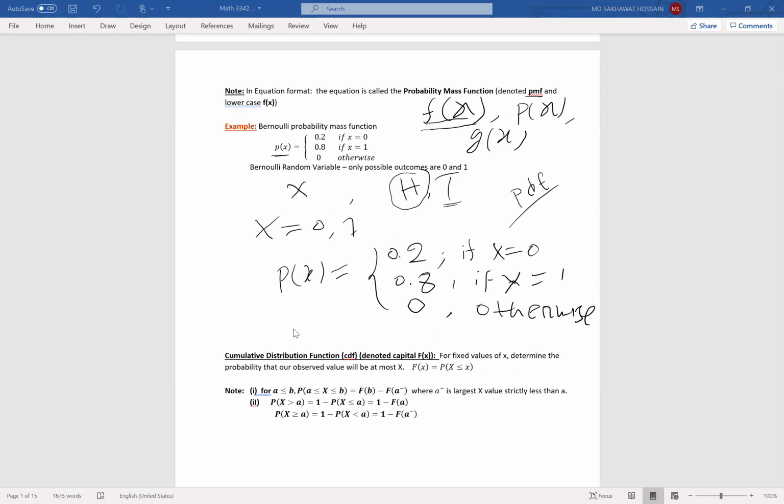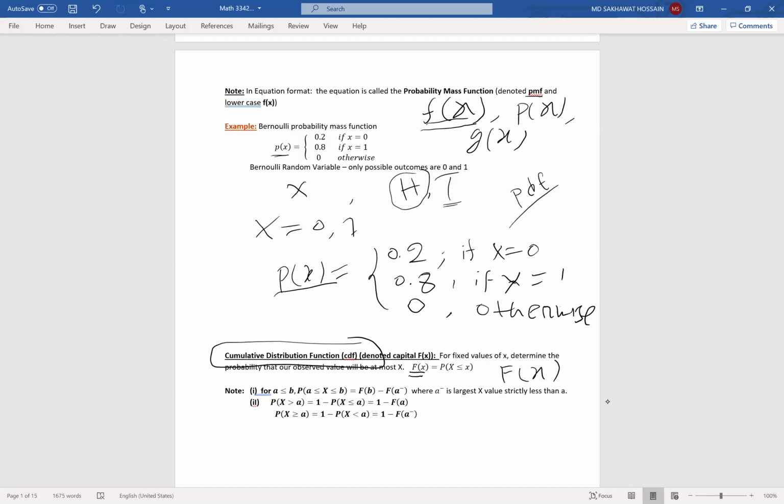Okay, so this is called the probability mass function, and for the cumulative distribution, this is called the CDF. The probability distribution function will have the values of x and their corresponding probability. The CDF is different from the PMF or PDF. The CDF is denoted by capital F of x. Usually we denote it by f of x. We use this notation.